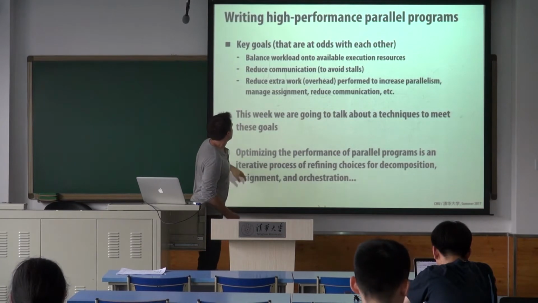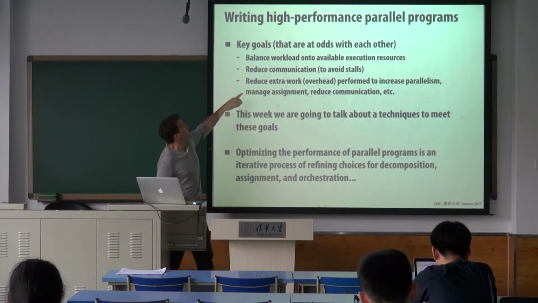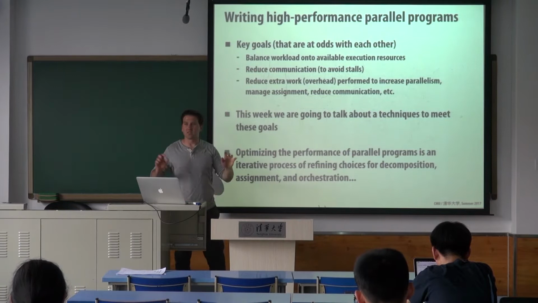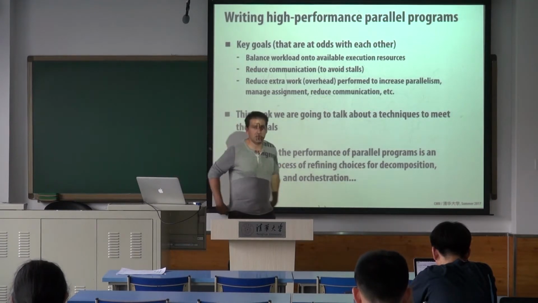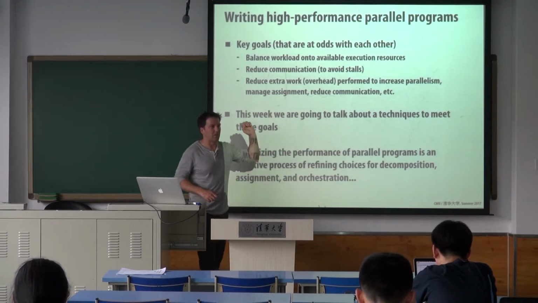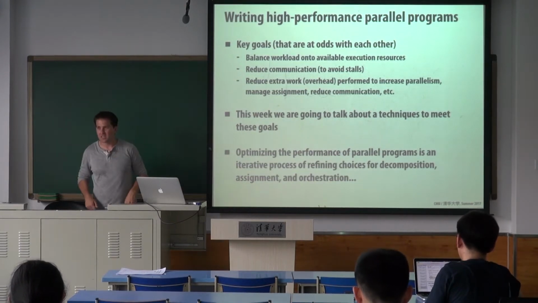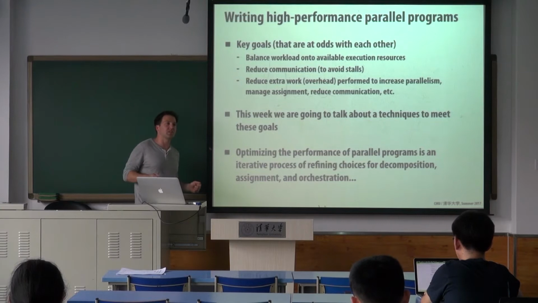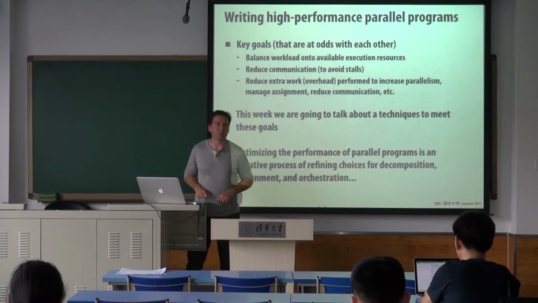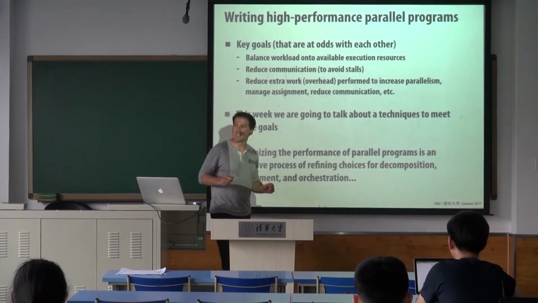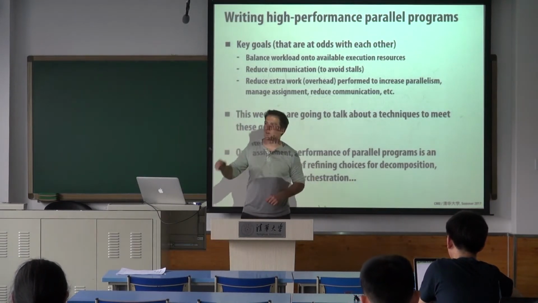So our goals are to balance the workload onto all of the processors, all of the execution resources. So I have all of these things to do. I have a couple of workers. I need to make sure that all workers have the same amount of work. And I don't want to spend too much time figuring out who does what.